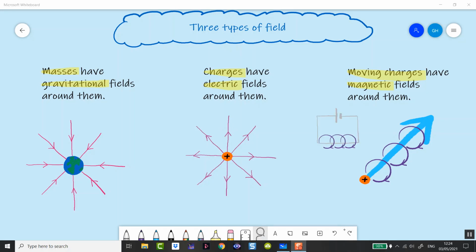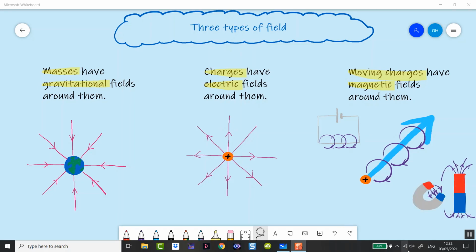Remember that current-carrying wires contain moving charges, so these have magnetic fields around them. Also remember that magnets exert magnetic forces, but you don't need to know why for your A-level, so we won't discuss it here.